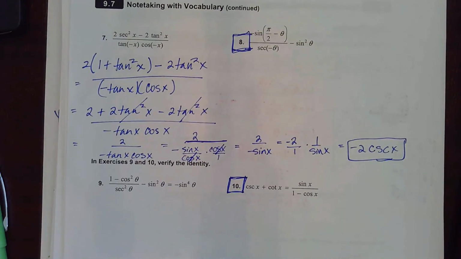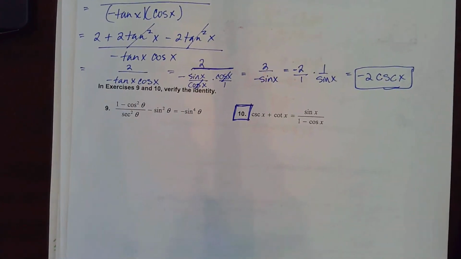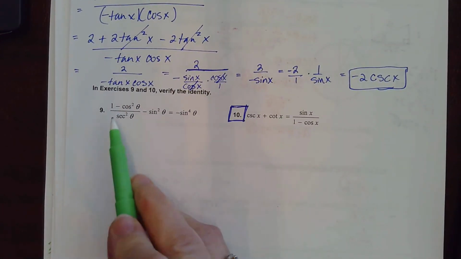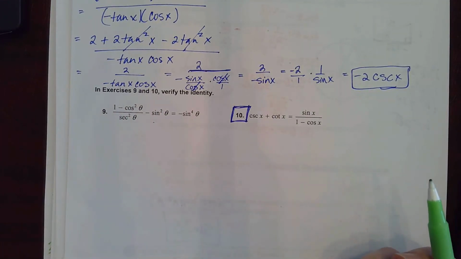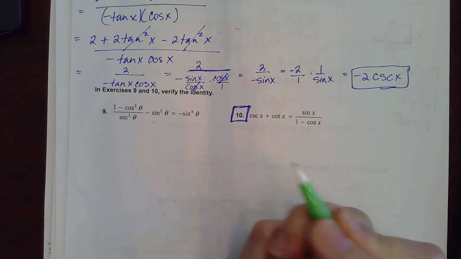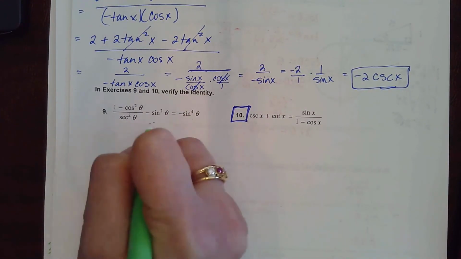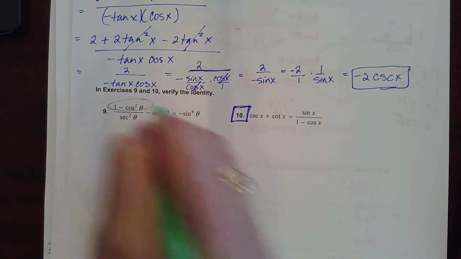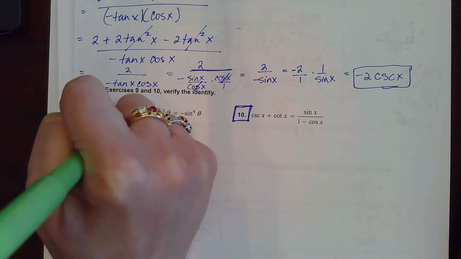All right, let's do number 9 together. On this one, it asks you to verify the identity. What that means is you're going to simplify one side of your equation so it equals the other one. I'm going to start with 1 minus cosine squared theta, and I am going to start with this side. I'm going to change 1 minus cosine squared theta into sine squared theta.